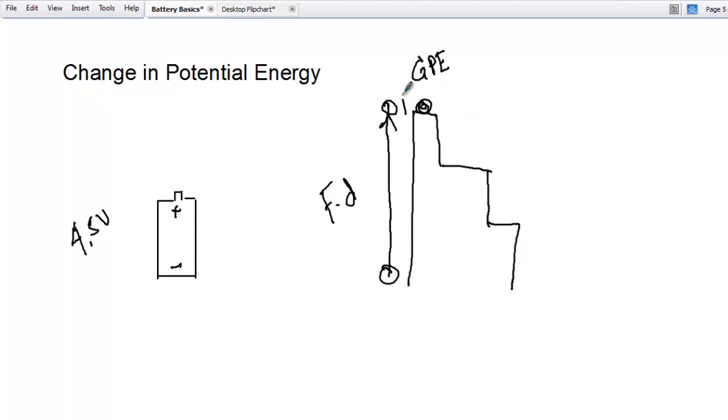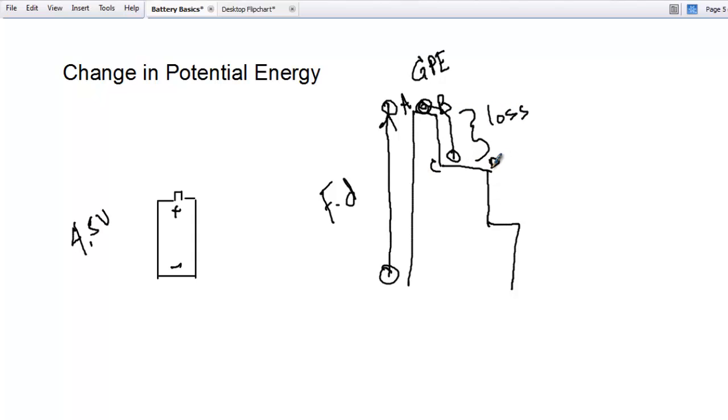And if you think about it, if this is A and B across the top of the stairs, if the ball moves from A to B, there's no change in potential energy. But if it moves from B to C and this ball goes down, then here there's a loss of energy, a loss of potential energy.